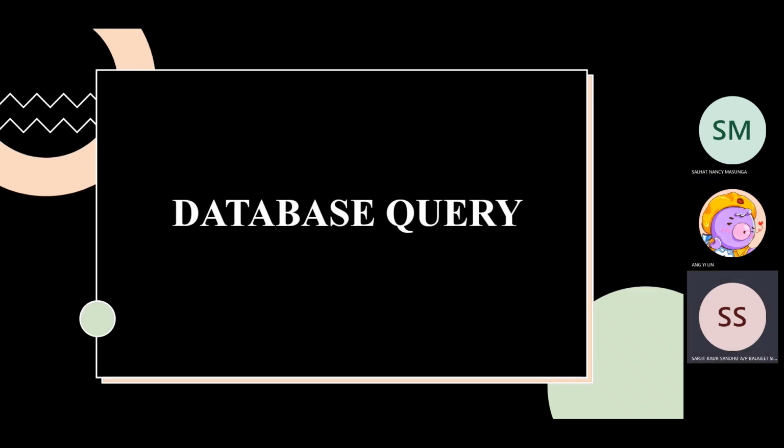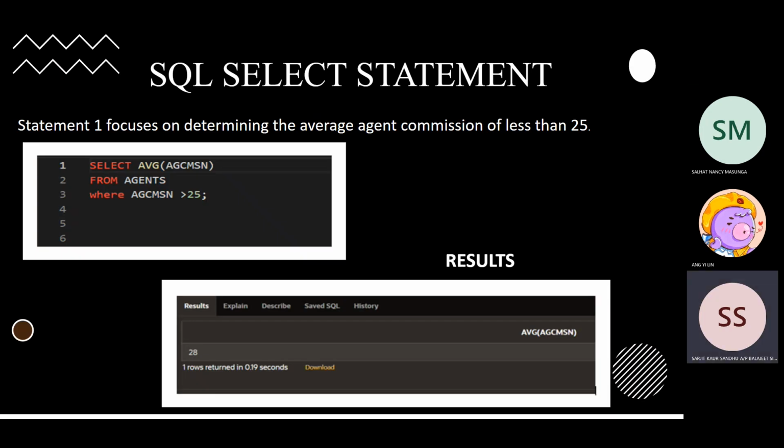Finally, database query. There are 5 different SQL select statements in this query. Statement 1 focuses on determining the average agent commission of less than 25. As a result of this statement, we are able to conclude that the average agent commission is 28.